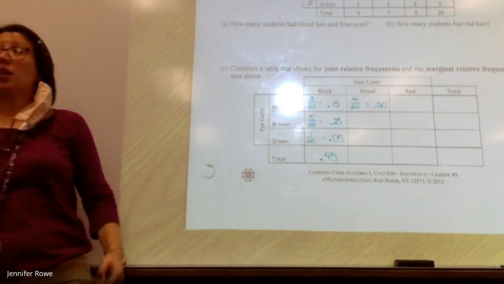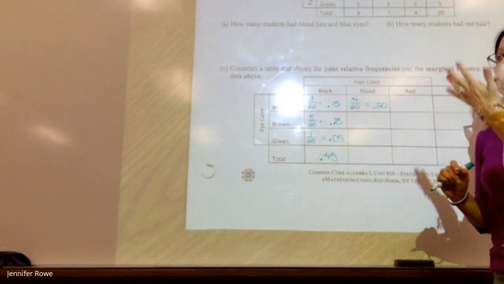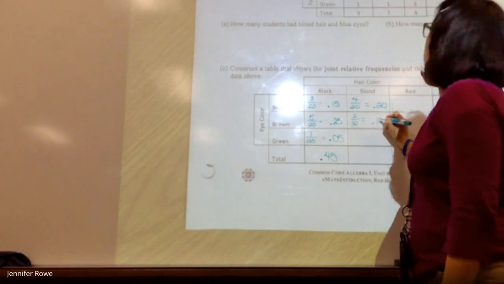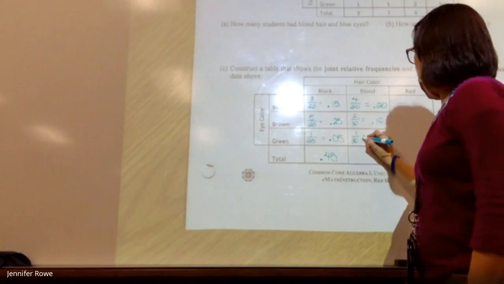I don't have a calculator. You don't need one. Just take the top number, multiply by 5. Not every single one? Yeah, because they're all out of 20. So 2 out of 20 is 10%. You got it.